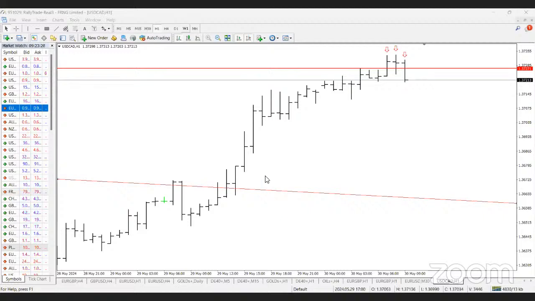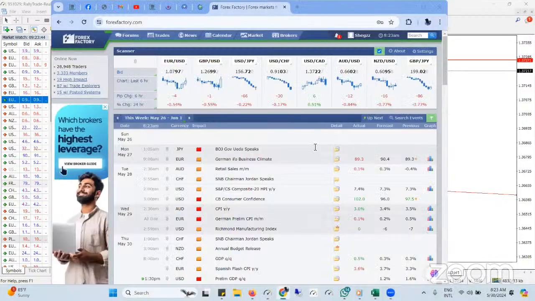Now let's quickly go to the browser and check what news is coming out today so that we can also have an inference to that. Let's see. I go to Forex Factory and share my screen. Okay, so right now, like I said on Monday, we're looking at some events this week.